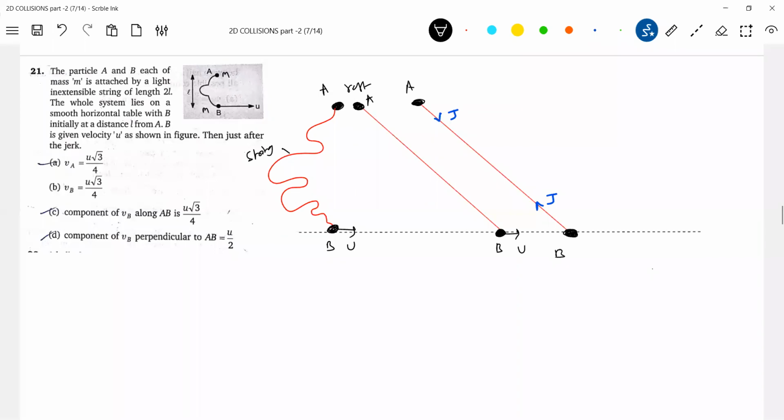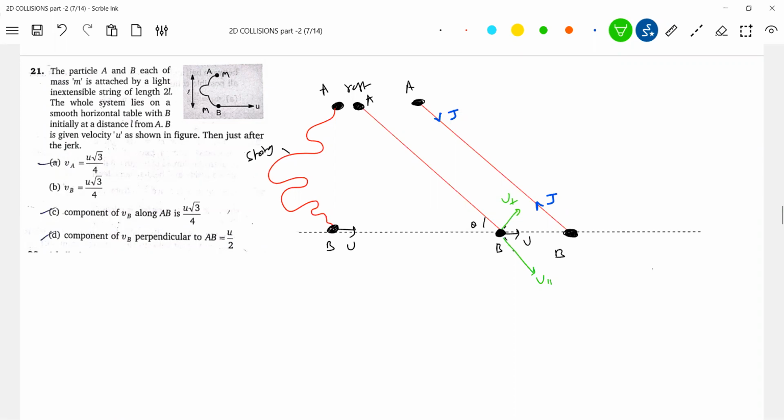What will happen after this? Just after the jerk, it is asking just after the jerk. So we'll resolve; this will be angle theta. We'll resolve this velocity into two parts: one u perpendicular, the other u parallel. I'm resolving the velocity of particle B into two components, u perpendicular and u parallel.